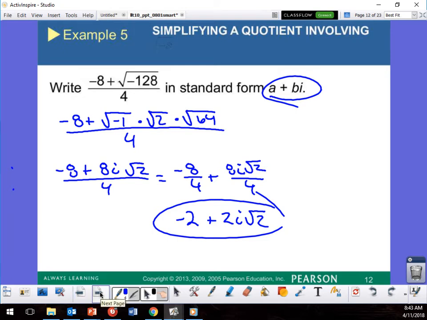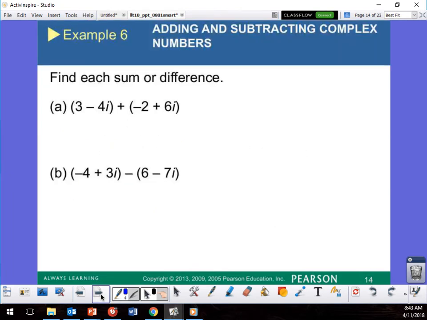Wait, so we're not going to go back and practice example 5? Next one. Example 6, sum or difference. What does sum mean? Add. Difference means? Subtract. Okay, so let's start with the sum.